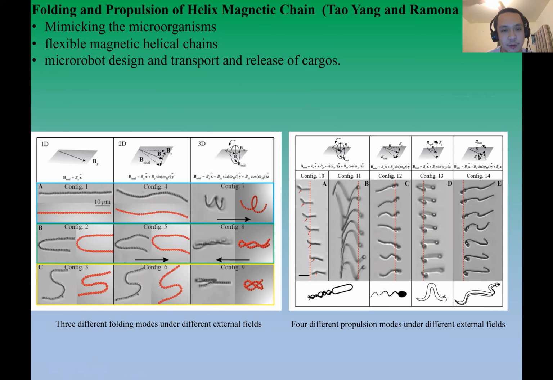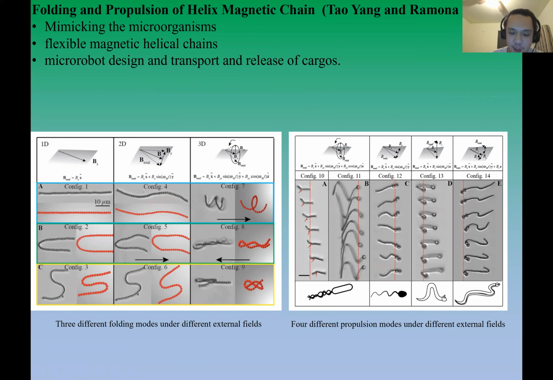So from this picture, we see the potential of folding and changing the structure of the magnetic chain, so that in order to make microorganisms, our group also successfully utilized the magnetic chain to have four different propulsion modes with different combinations of external magnetic fields.